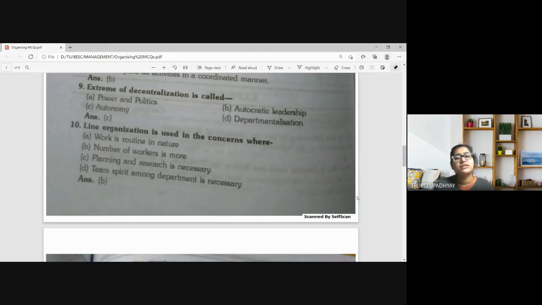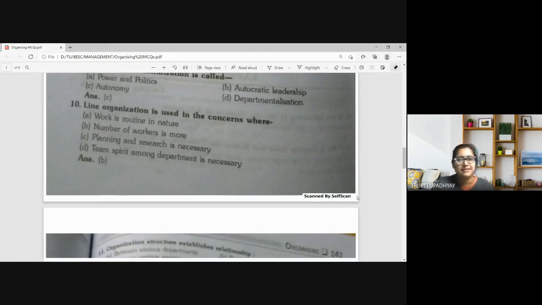Line organization is a very simple kind of organization structure, and the other name for the line structure is a military kind of structure. So where the number of workers are more. So the answer is B. The correct answer.